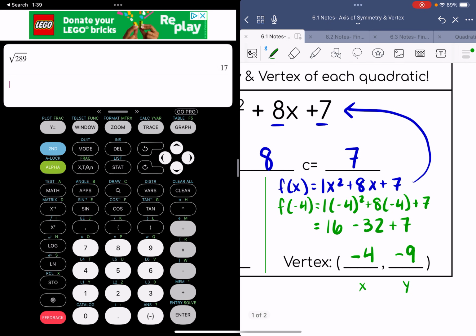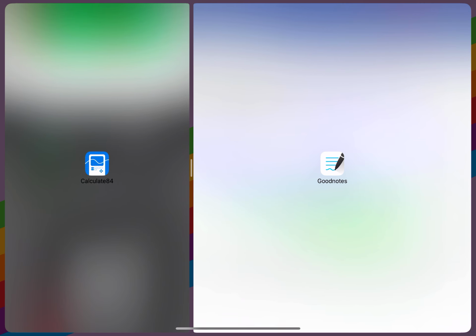Okay, so if I wanted to throw this in the calculator, I would do 1 times -4 squared plus 8 times -4. Make sure you close your parentheses every time, plus 7. And I would get -9. So you can do it in a calculator. You can do it by hand, completely up to you.